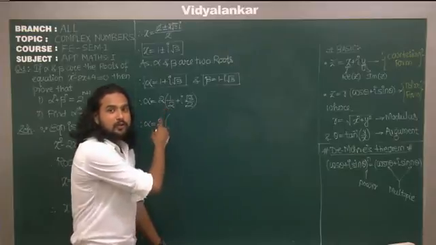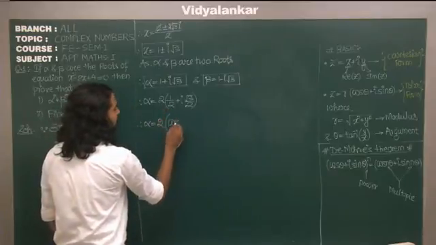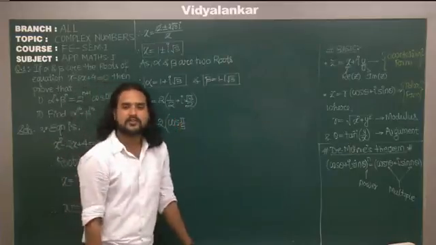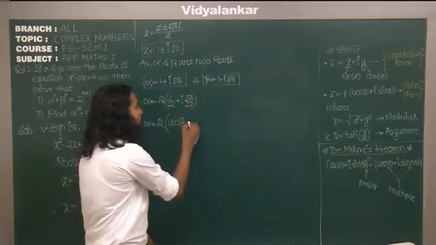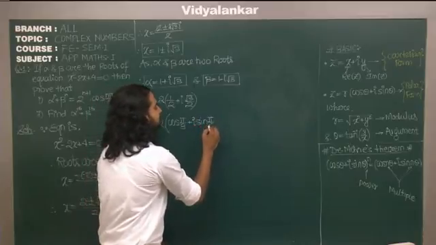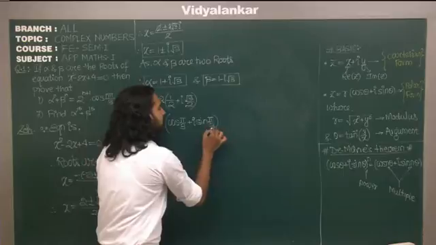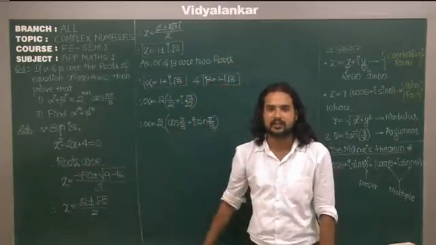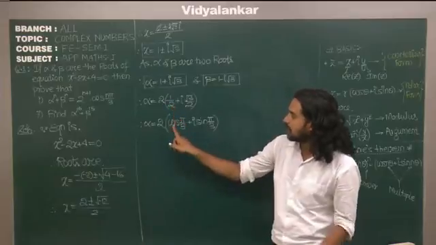Half. We know one thing. Half is nothing but cos 60. Cos 60 is half. Secondly, this is root 3 by 2, which is nothing but sine 60, which is pi by 3. Pi by 3. Pi is 180, so divided by 3 obviously is 60 degrees. I can write the real part as cos.